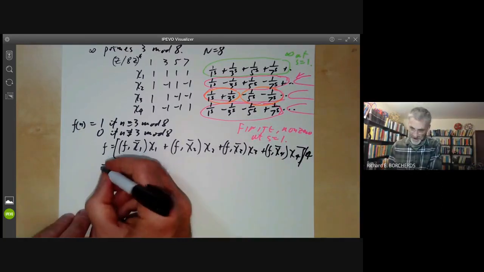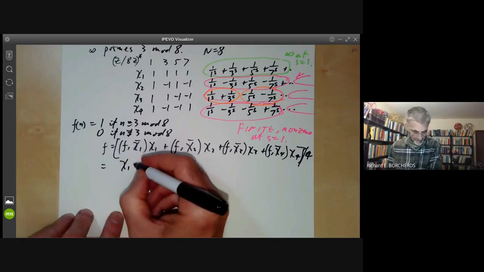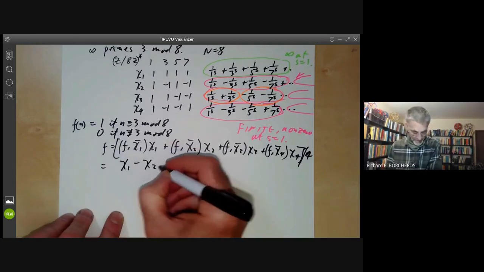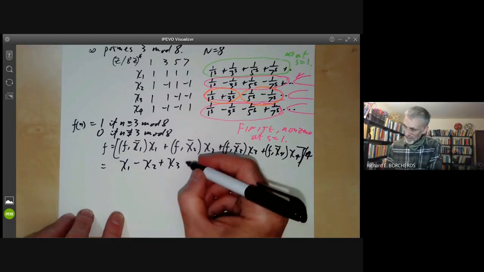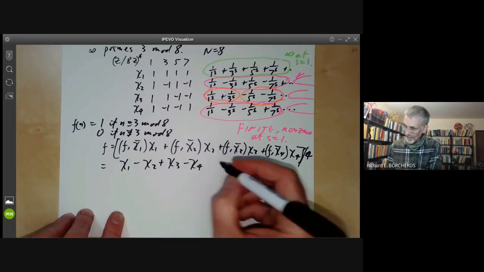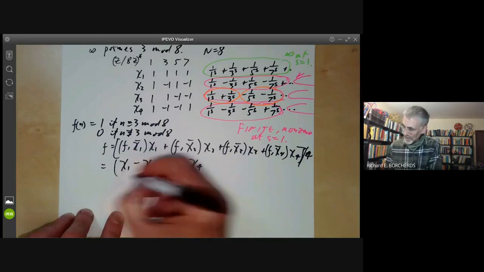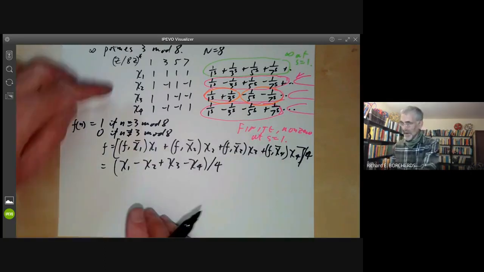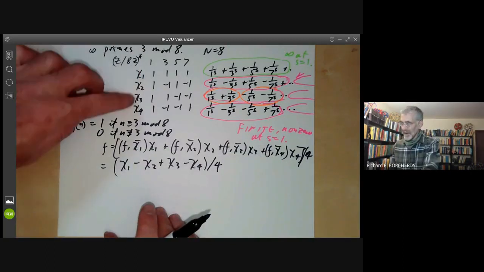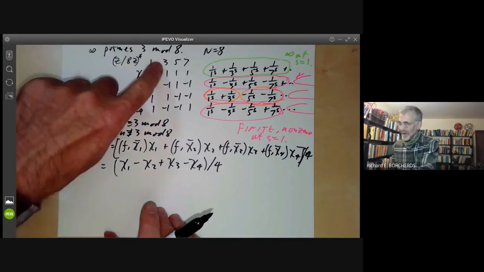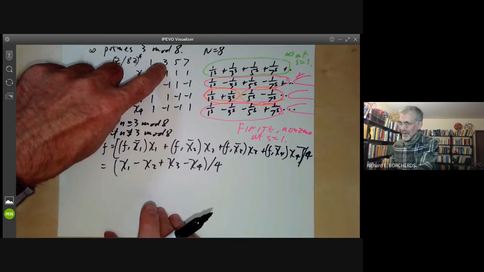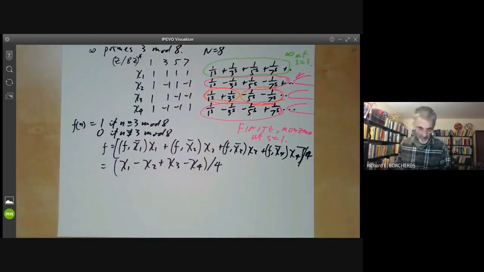So we see that this is chi 1 minus chi 2 plus chi 3 minus chi 4, all over 4. So you can see that if we take this linear combination of these four characters, we get something that's 1 when something is 3 mod 8 and naught otherwise.